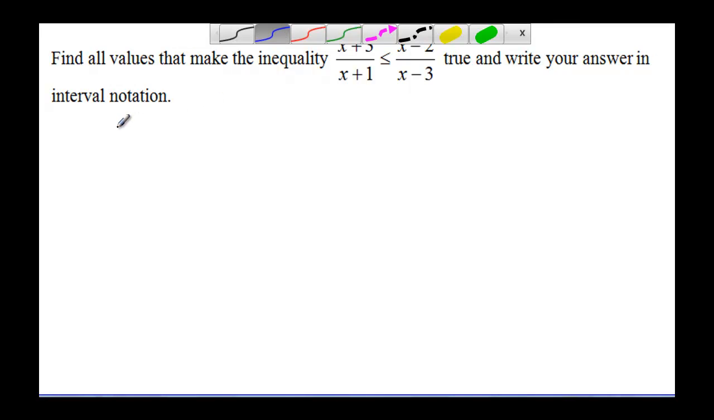Hi, this is Mr. Cardoso, and in this video let's take a look at this example. Find all values that make the inequality, here we have it, true, and write your answer in interval notation.